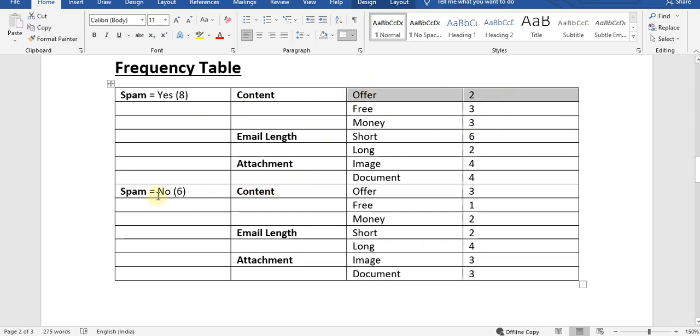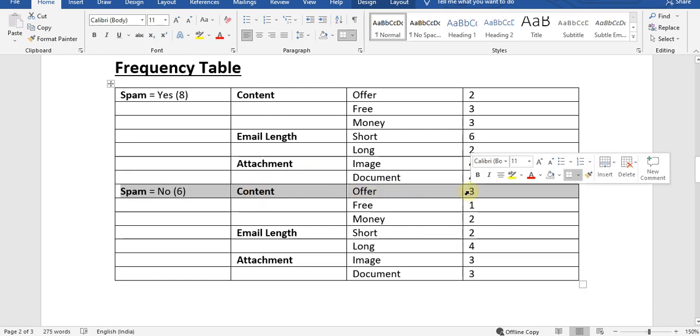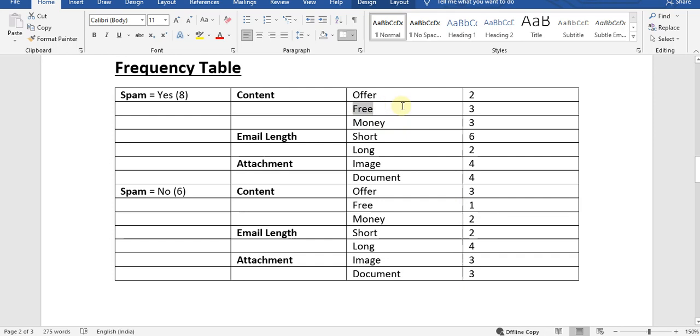Okay, now if you see for spam equal to no, here you can find that content offer equal to 3, because I found that in the data set there are 3 occurrences of the word offer in the content feature given spam equal to no. Similarly, I have found the number of occurrences of the word free and the word money in content when spam equal to yes and spam equal to no, and for email length also and for attachment also I have done the same thing.